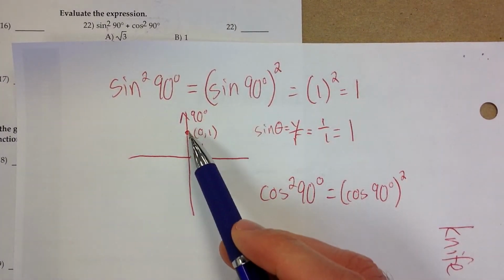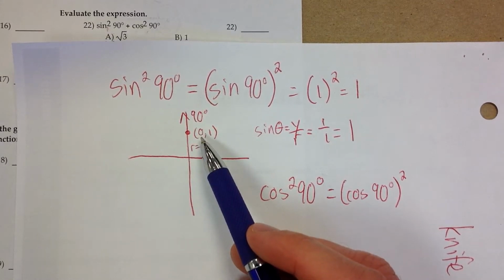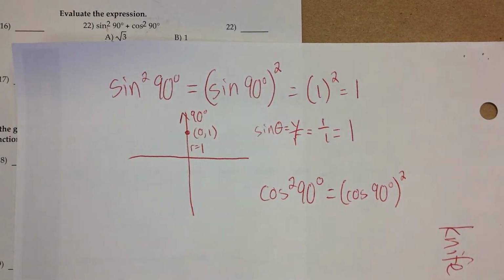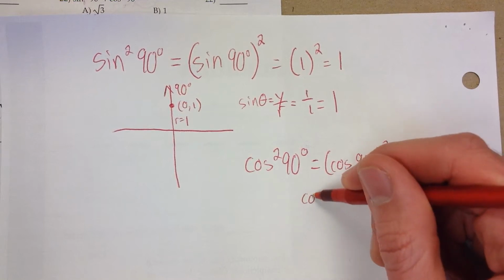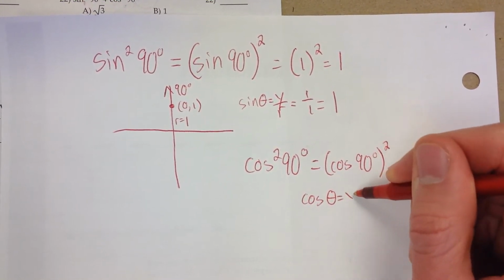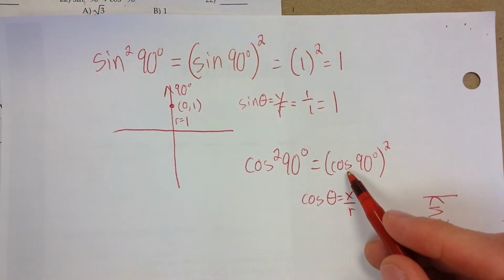We're still at 90 degrees. Sweet. This point is still, I think, a great candidate to use. It's what I recommend that you use. You need to know that cosine is x over r. So then what's the squared part? You're just squaring the number that you get after you do the trig function.